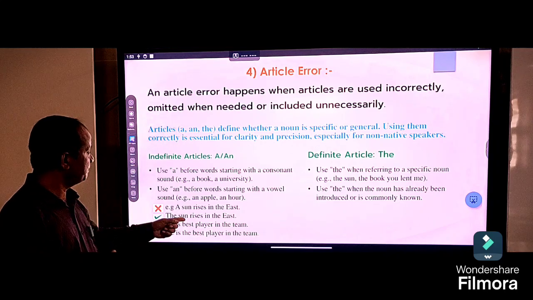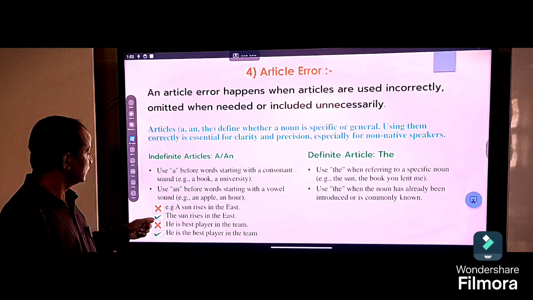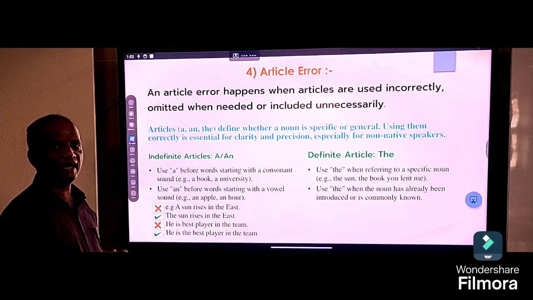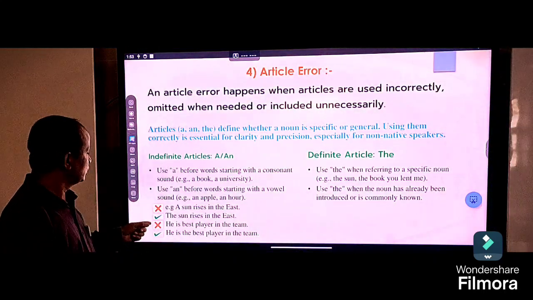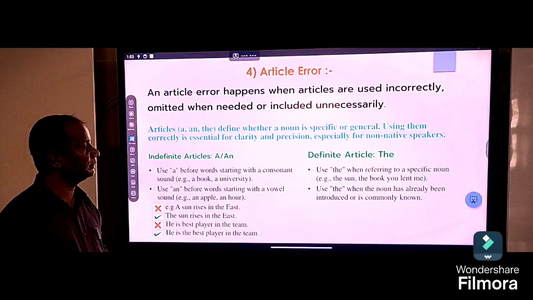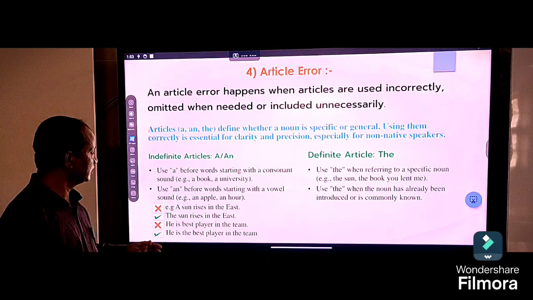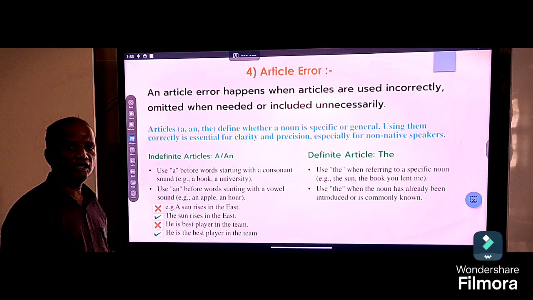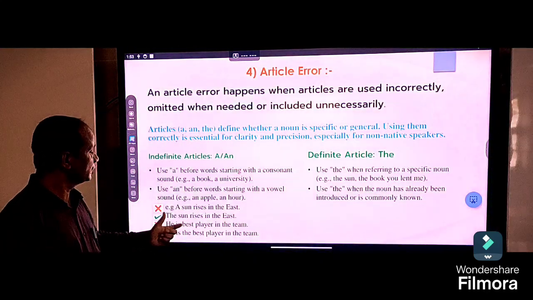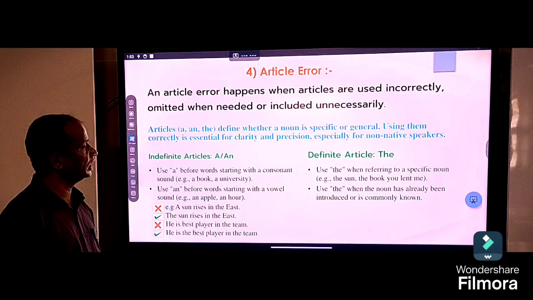Then: "He is best player in the team." Here you will find that the article has been omitted. So the correct statement will be: "He is the best player in the team." Why have we used "the" instead of "a" and "an"? Because here it is the superlative form of degree. So before the superlative form of degree we have to use "the".